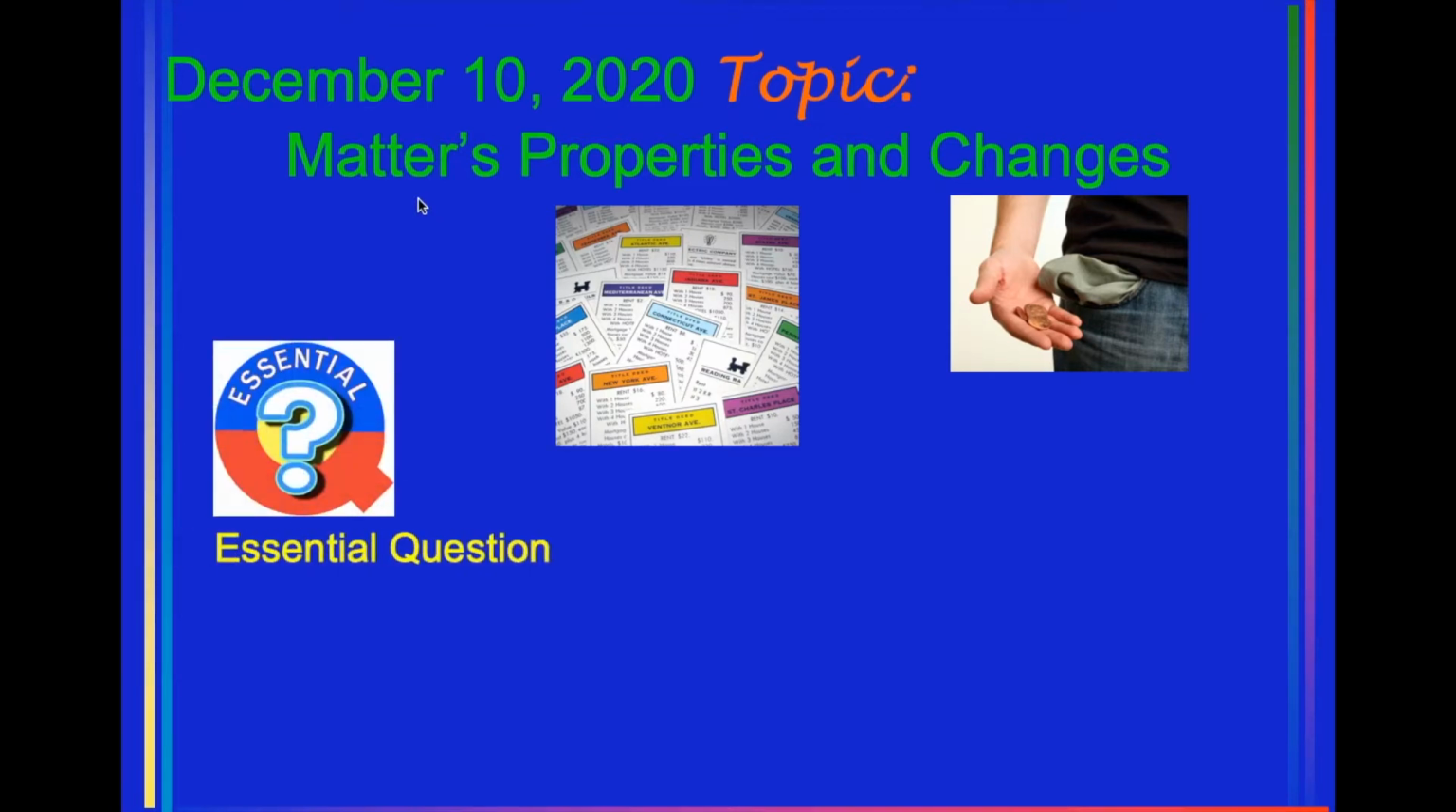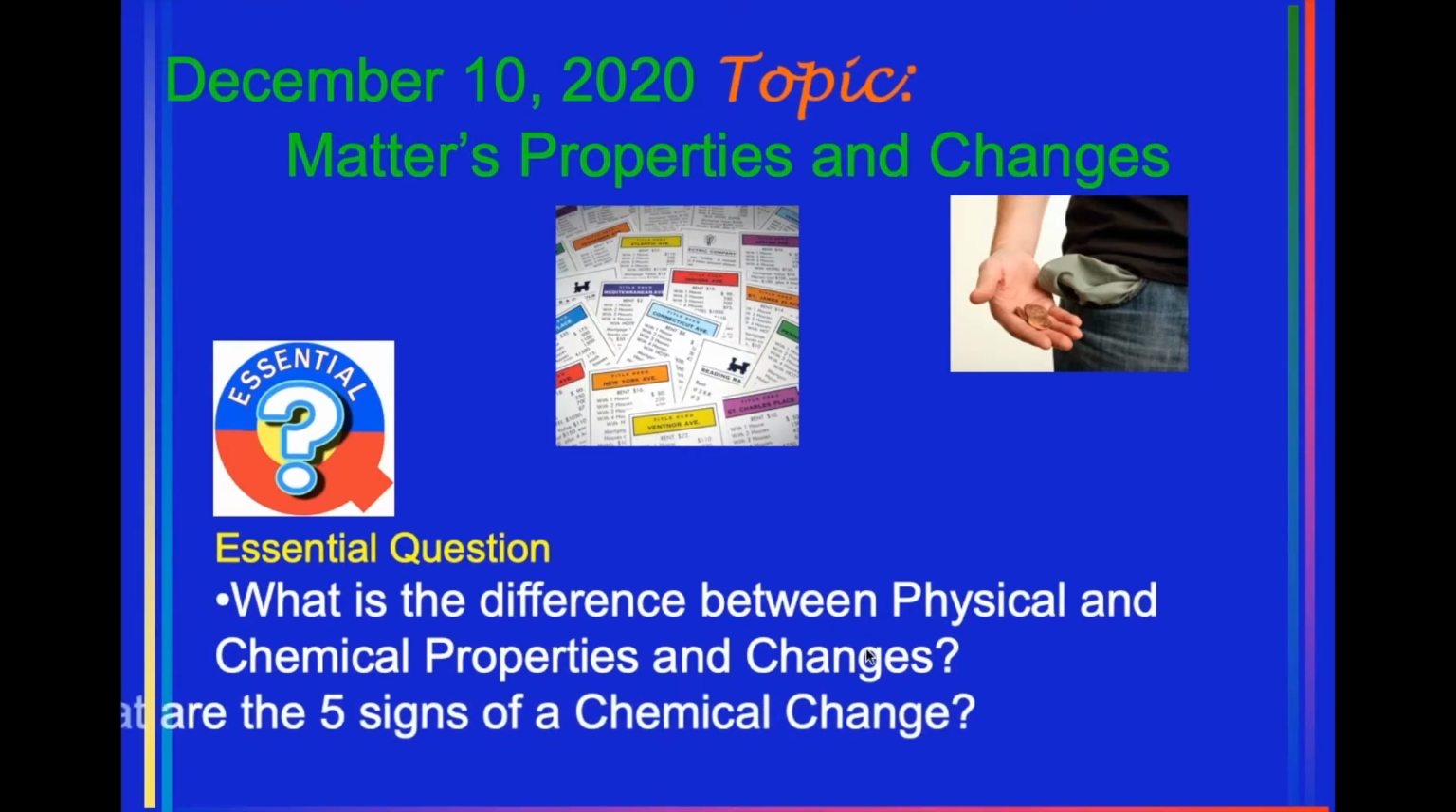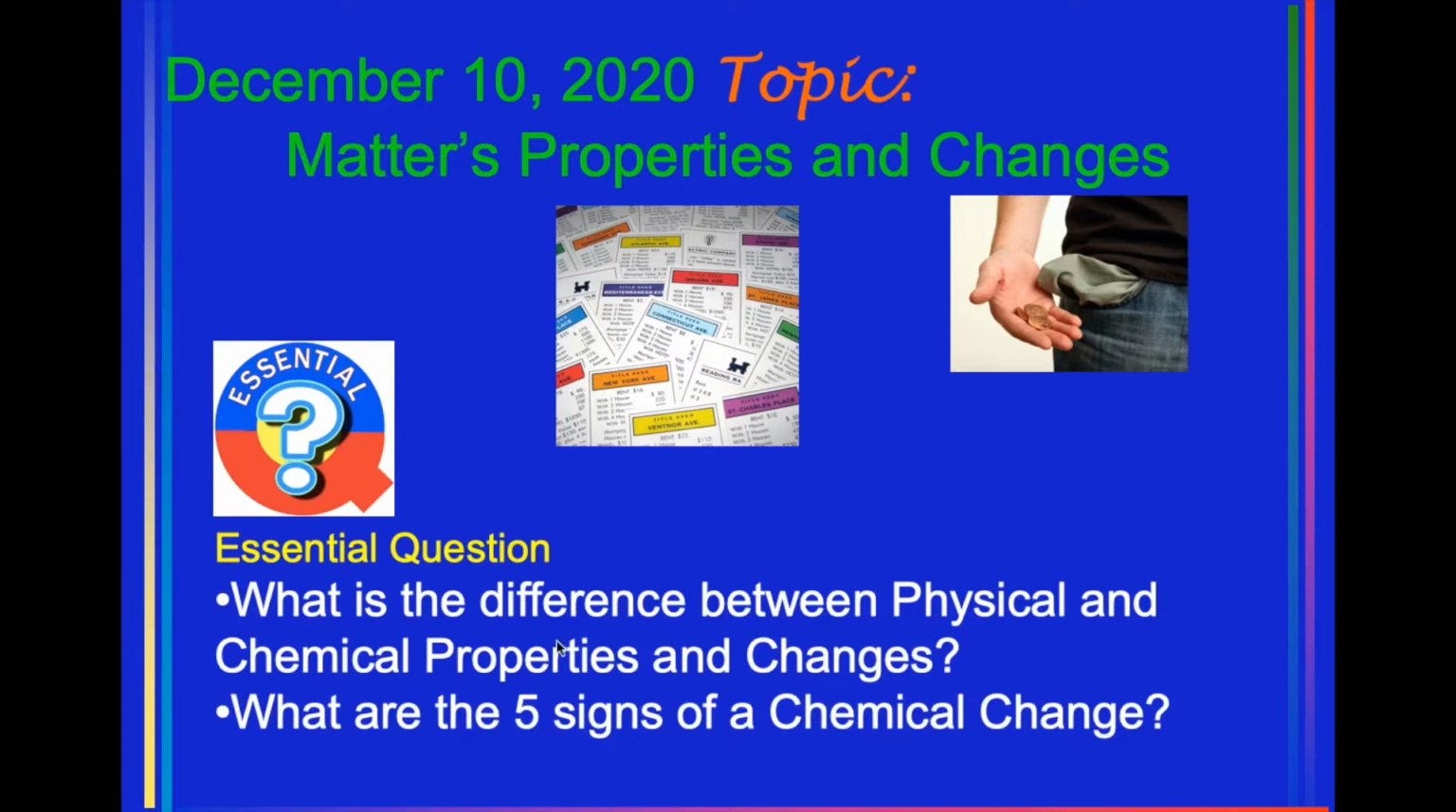So our essential questions for these notes, we've got a couple of them. One, what is the difference between physical and chemical properties and physical and chemical changes? So we're going to answer that. And then also, what are the 5 signs of a chemical change? And that's really where we get into our exciting stuff of chemistry, when we see a chemical change, that's when new stuff is made. That's going to be our focus for most of the trimester. But first, we have to know what a chemical change is. How is it different from a physical change?